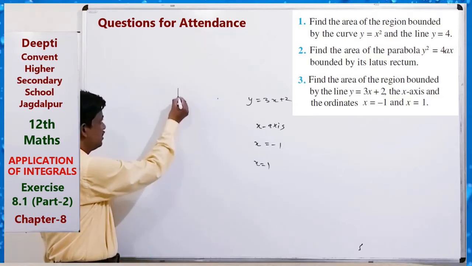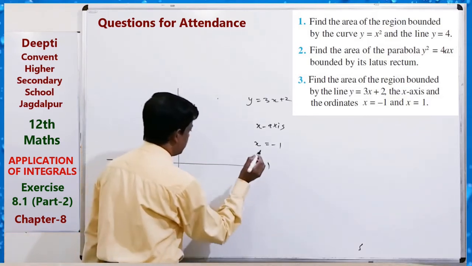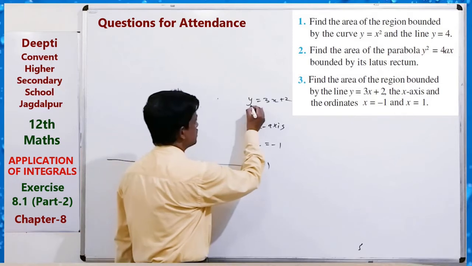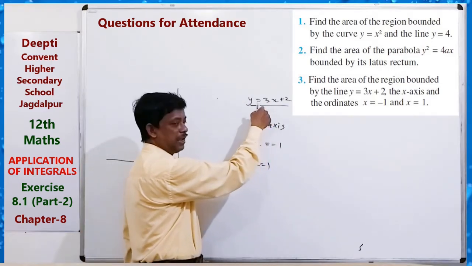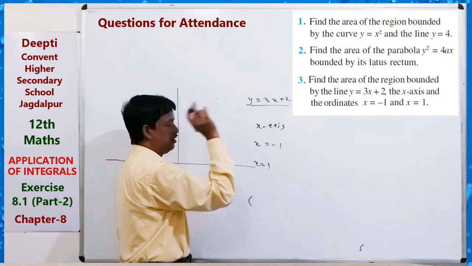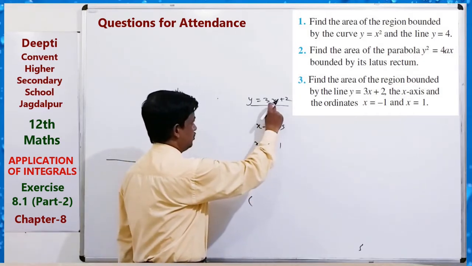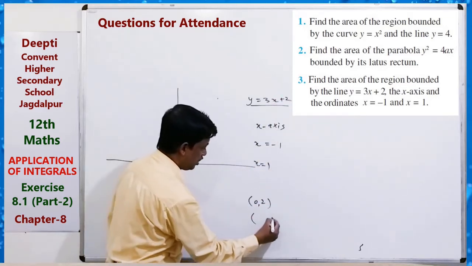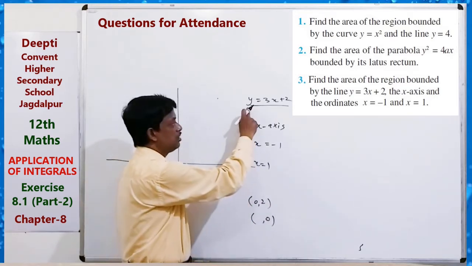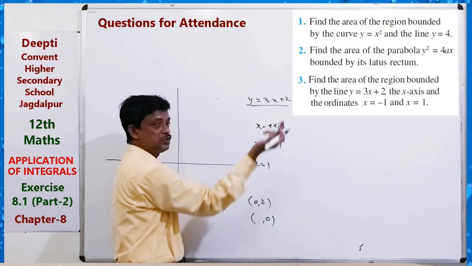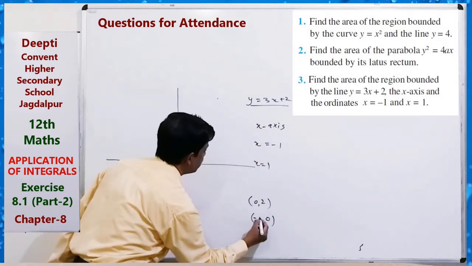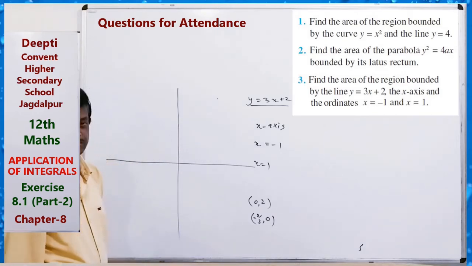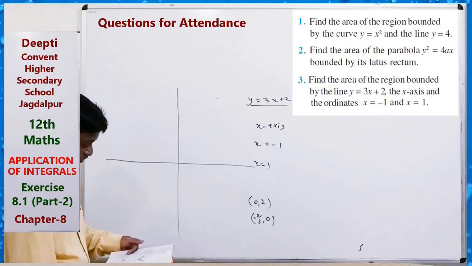So here, suppose diagram, we have to draw the diagram. Y equals 3x plus 2. For drawing this, take 2 points on this line. First point, if x equals 0, then y equals 2. So (0, 2). Another point, if y equals 0, then x equals minus 2 by 3. Clear? X equals minus 2 by 3.